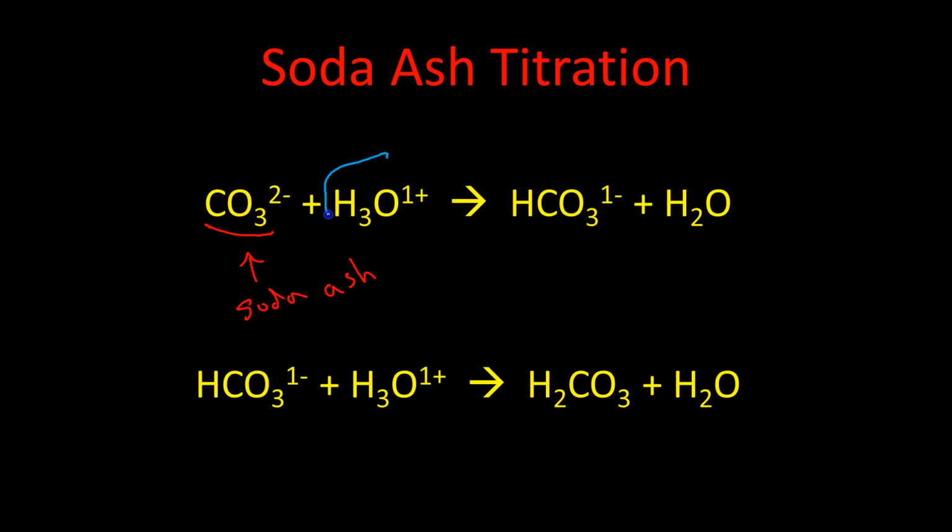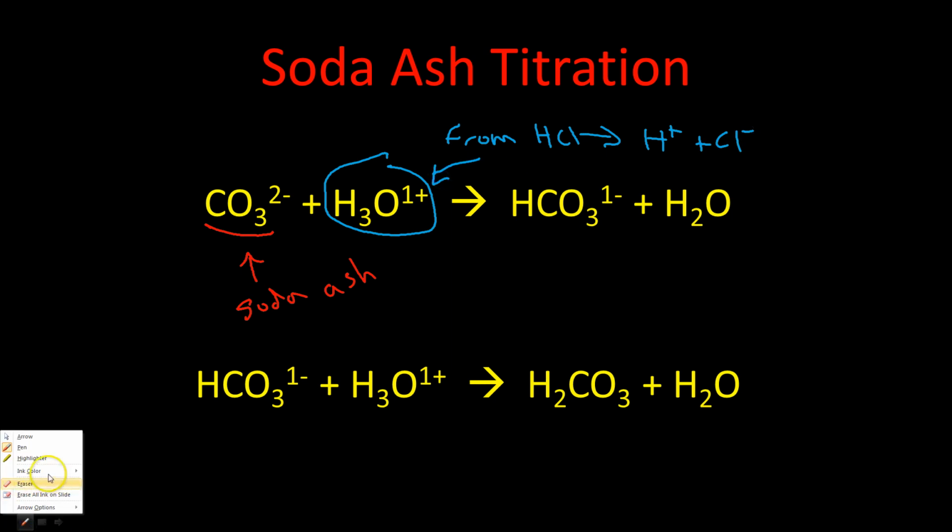So this H3O+ is going to come from HCl, which we all know is a strong acid. It dissociates into H+ and chloride, and this is our titrant. One thing you'll notice here is that carbonate can be titrated twice during the process, so it can actually pick up 2 protons. We'll get into that a little later in the class.